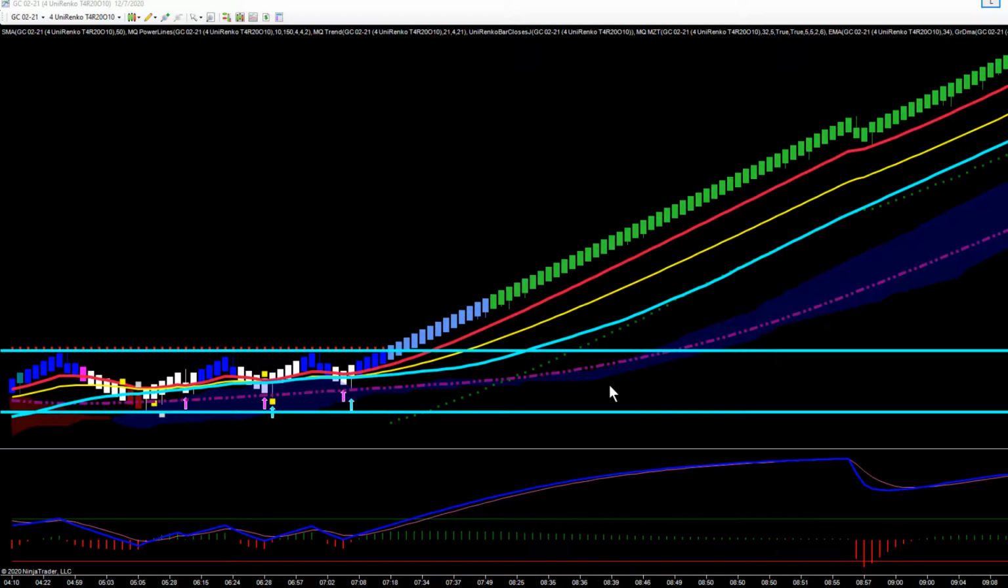Let's see how trading with gravity and gold this morning could have helped us. This is our gold futures. This is our Unirenko chart. And you can see when we came into the US session, which was in this area right in here somewhere, right here. This is where we came into the US session.